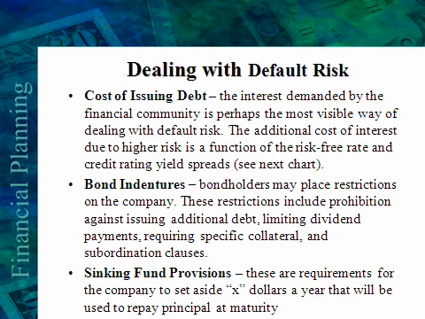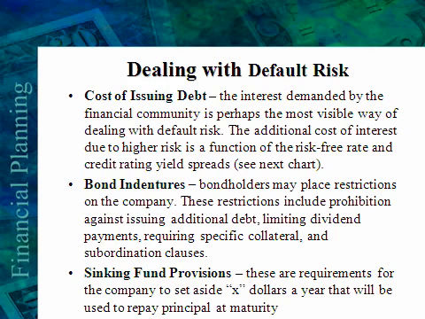Question: how does the financial community deal with higher default risk? What do investors require of companies with higher risk before they're willing to purchase the company's security? Three ways of dealing with default risk are: increase the cost of issuing the debt, placing restrictions on the company, and requiring sinking fund provisions. Let's take a look at each.